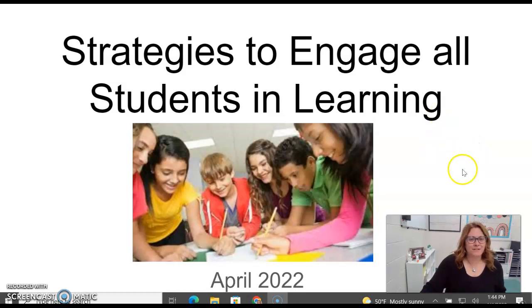We all have those students that, given the opportunity, are more than happy to sit and passively let other students do the hard work for them. Therefore, in this session, we are going to talk about ways that we can engage all students in learning during the literacy block.